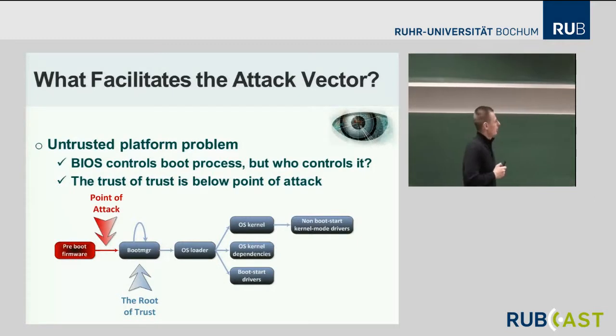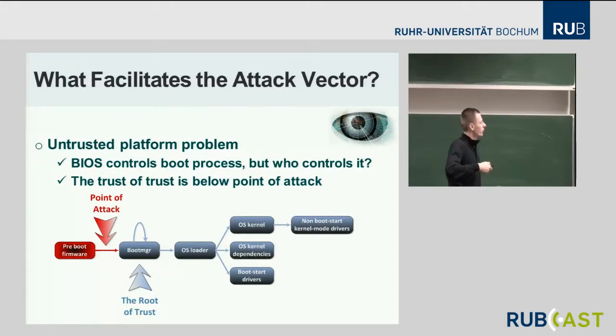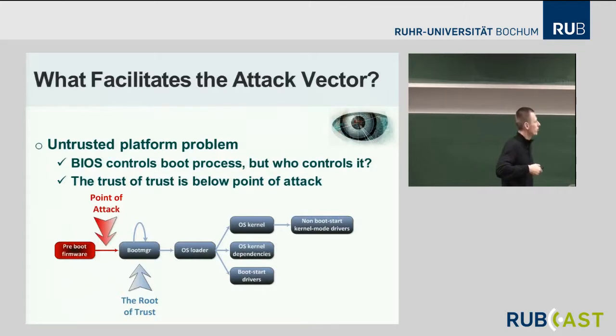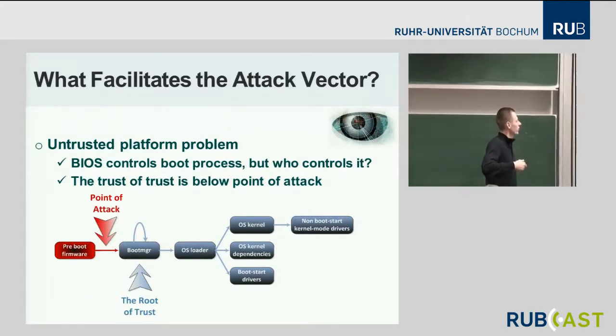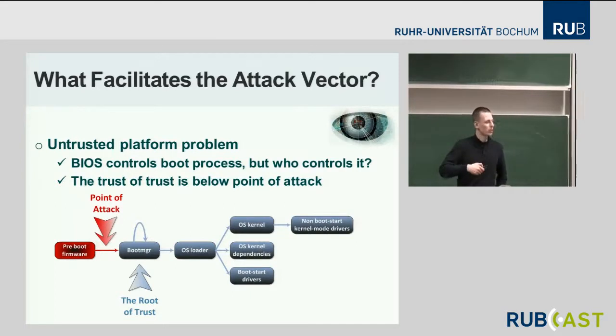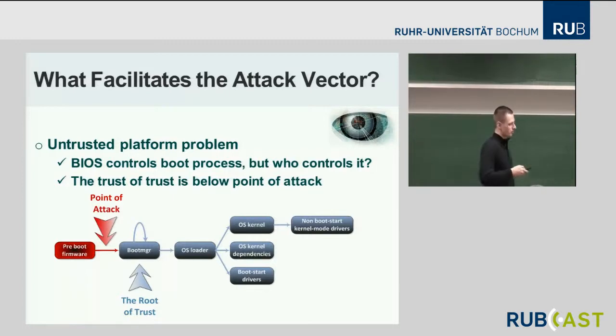So what facilitates the attack vector? The thing is that the root of trust, which is located here, because boot manager performs self-verification integrity, and all other modules' integrity depends on that of the one before. But the attack occurs here before boot manager, so pre-boot firmware is untrusted, and we are attacking here at MBR or VBR, and since then the whole chain of trust cannot be secure, because we can patch boot manager and operating system loader or any other module.